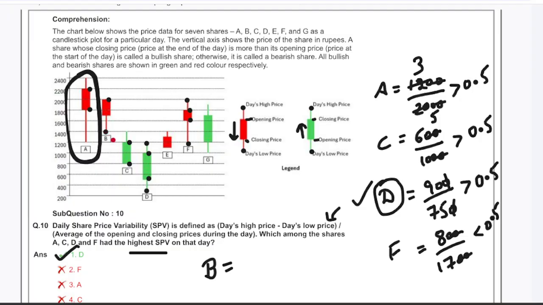For B, SPV is going to be 2000 minus 1400. Difference is 600. Divide by the average of 1700 and 2000, that is 1850. Clearly this is also less than 0.5. And the last one we have, that is E, that is left. For E, this is 1300 and 1100, that is 200, I mean, sorry, we have to take the highest and lowest.